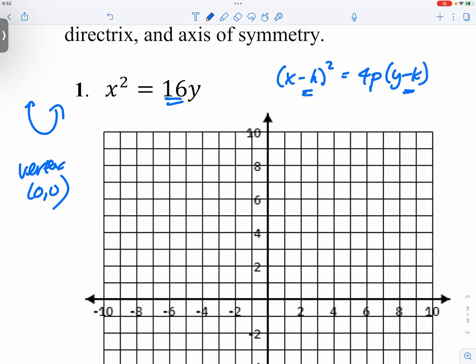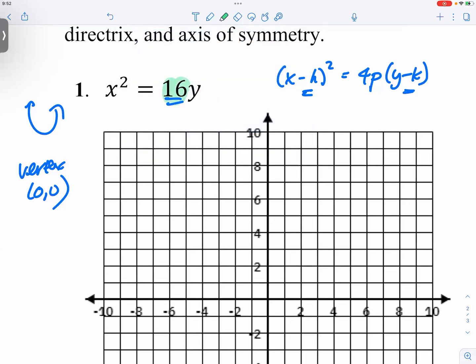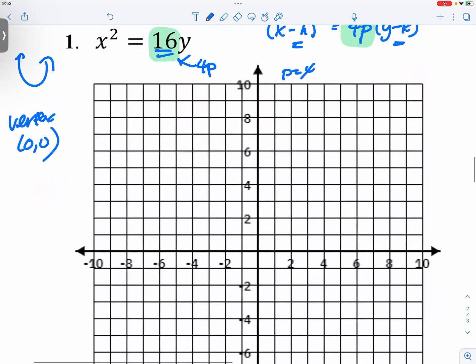Now, here comes the most important question out of everything here. And that is, what's the p-value? It will be 4, because you will compare. You look at the form, and you're like, oh, so 16 is actually your 4p. So that means p must be 4.